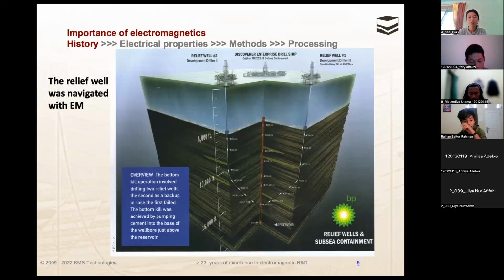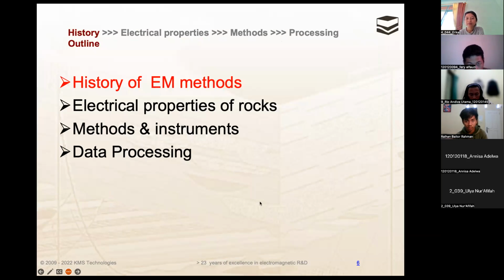Electromagnetics is also important in very critical situations. You all may remember the BP well that was blowing out in the Gulf of Mexico and was spilling 1 million barrels per day of oil in the Gulf. From the very beginning, this is the Macondo well, BP drilled 2 relief wells on the side and then did some steering of these wells and navigation with electromagnetic tools to find this well. They drilled into it and then they pumped cement into the well in order to plug it from the bottom.